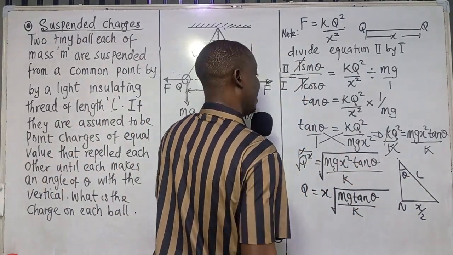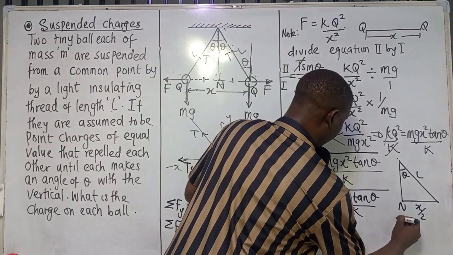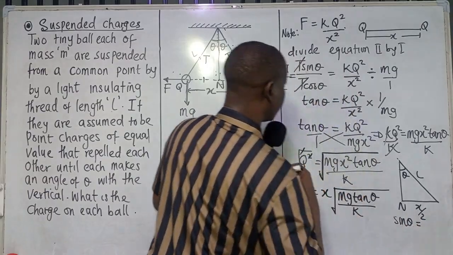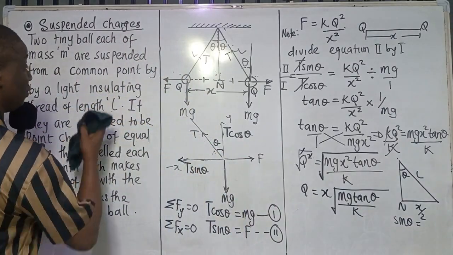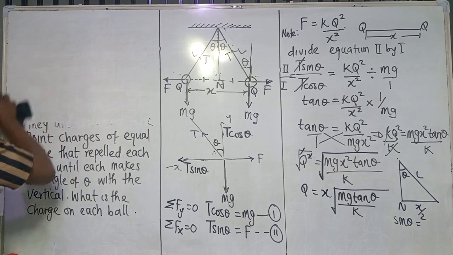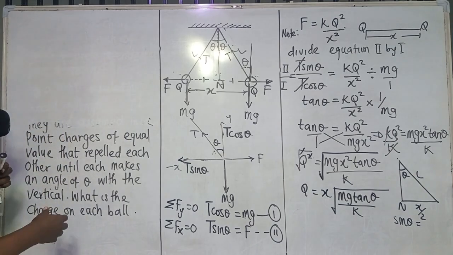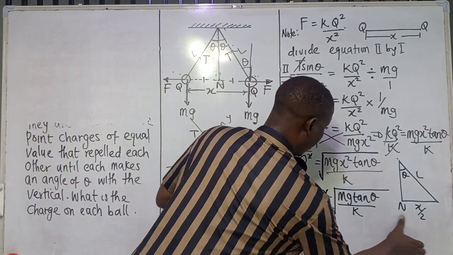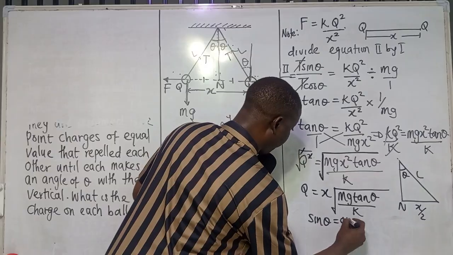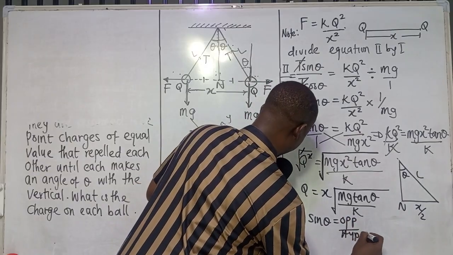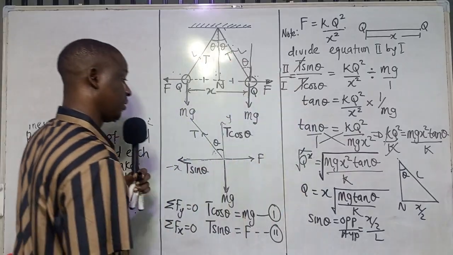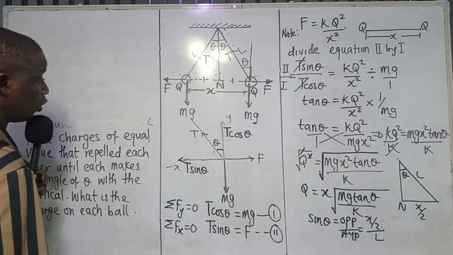Now how do we get x here? Sine theta equals opposite over hypotenuse. Let me clean this side. We are looking for x. So we can say sine theta is equal to opposite over hypotenuse. What is opposite there? x divided by 2, divided by the length L.